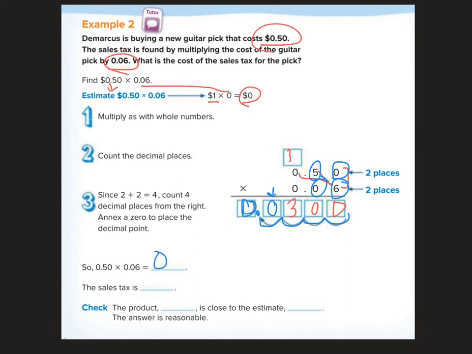So the sales tax, which we didn't even have to know how to find because it told us. We need to multiply the cost, 50 cents, by 6/100. So I'm multiplying it. Sales tax is 3 cents. That's close to our estimate of nothing, right? 3 cents is pretty darn close to nothing. 3 pennies, so we're good there.